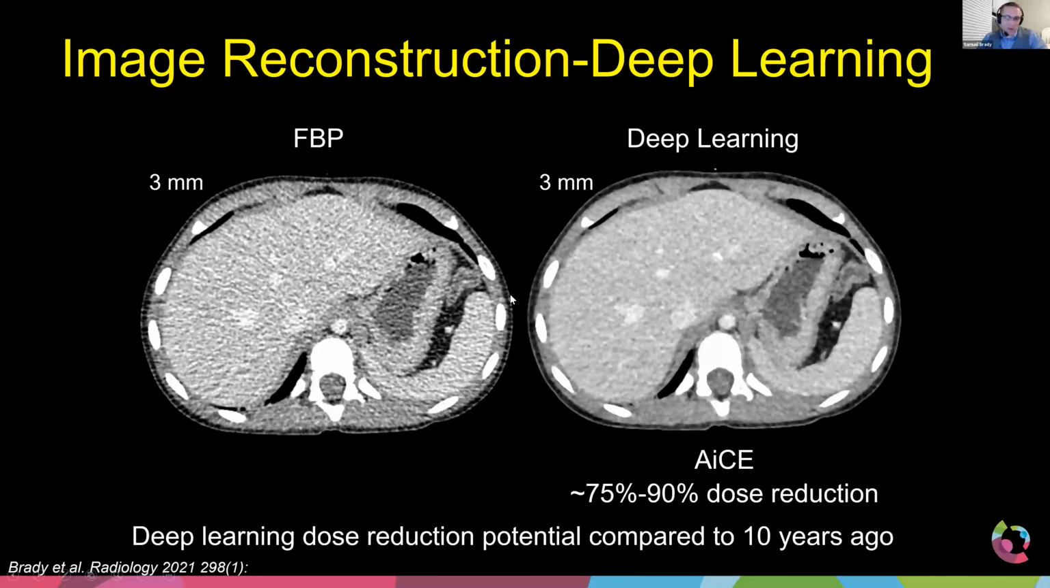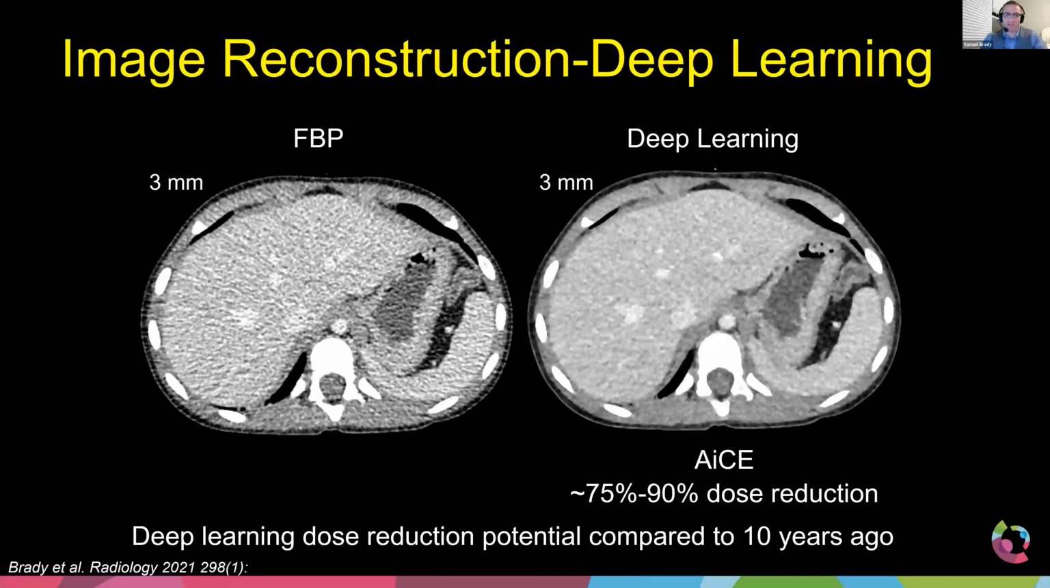We are to the point now where if we use deep learning for dose reduction purposes, we could probably be imaging at 70 to maybe even 90% less than what we used to 10 years ago. That means we're using only about 10 to 30% of the radiation we did 10 years ago. And so that's why I say, by way of dose, we have come down quite a bit. Can we always go lower? Definitely. And would that help us in peace of mind and risk analysis? Definitely.